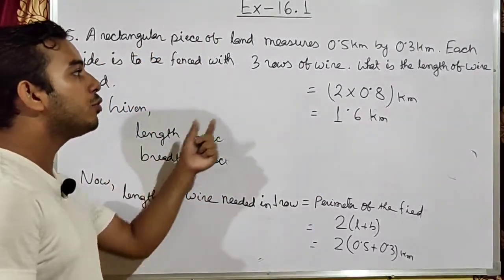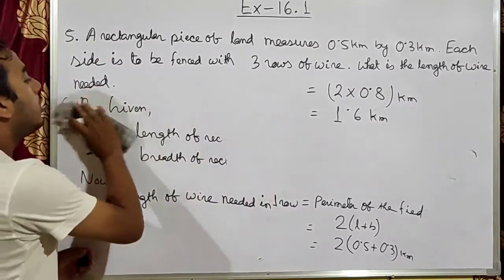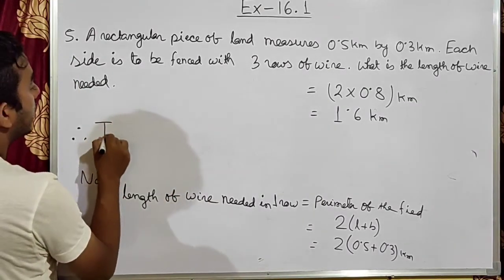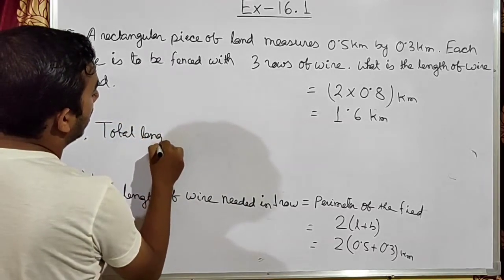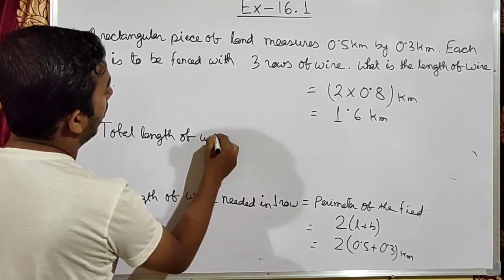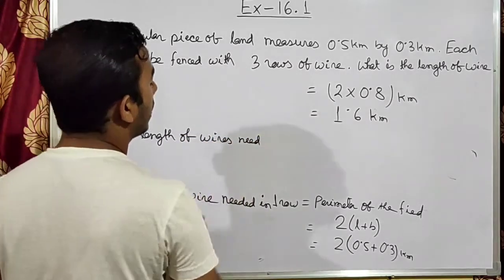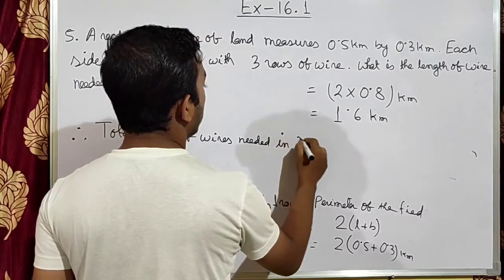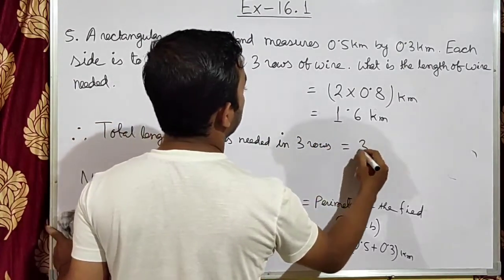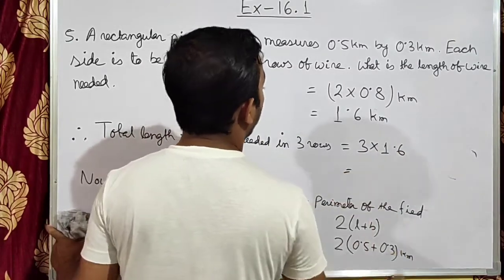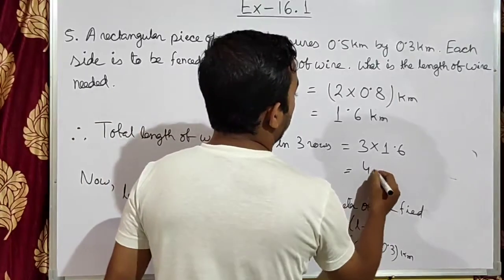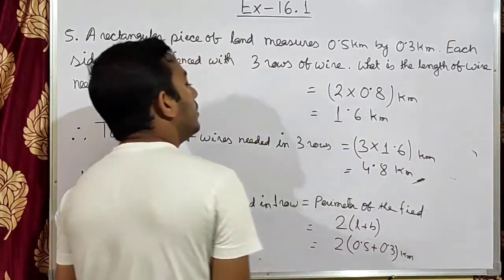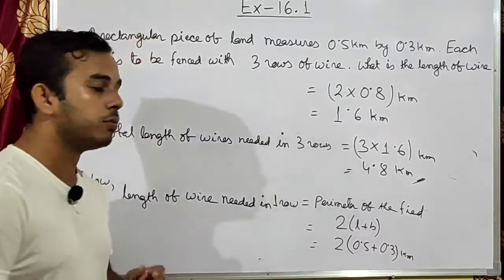Now how many rows do we have? We have 3 rows. So we write, therefore, total length of wires needed in 3 rows equals 3 into 1.6. 3 into 1.6 is how much? 4.8 kilometer, right? This is a very easy question, isn't it? I hope this is clear to you.